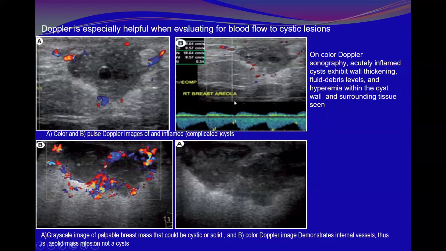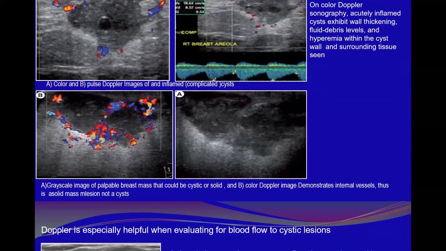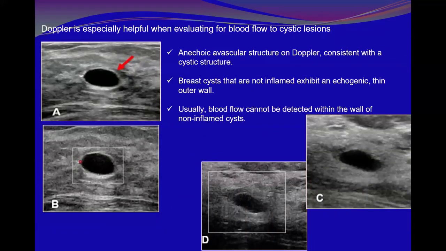And even here, supporting in the spectral image. But in this case, there is intra-lesion vascularity along with the surrounding vascularity, which makes it more suspicious, and it tends to be an invasive cancer. Okay.